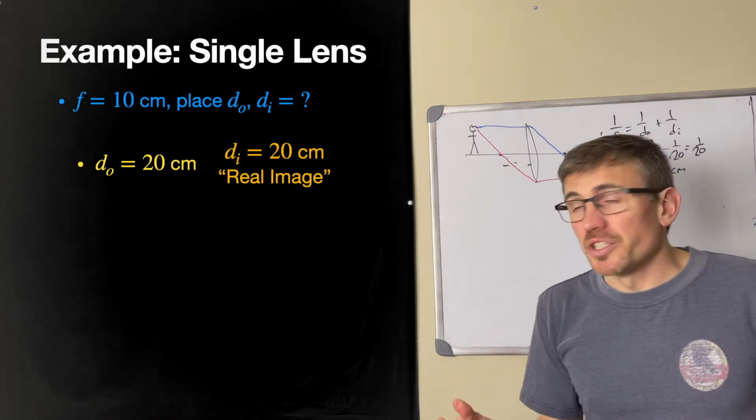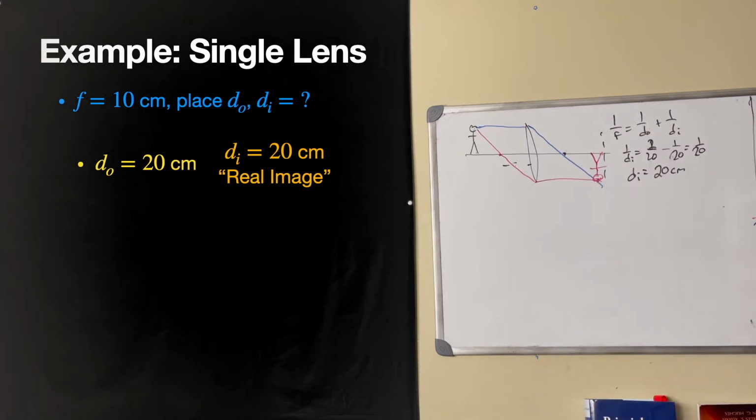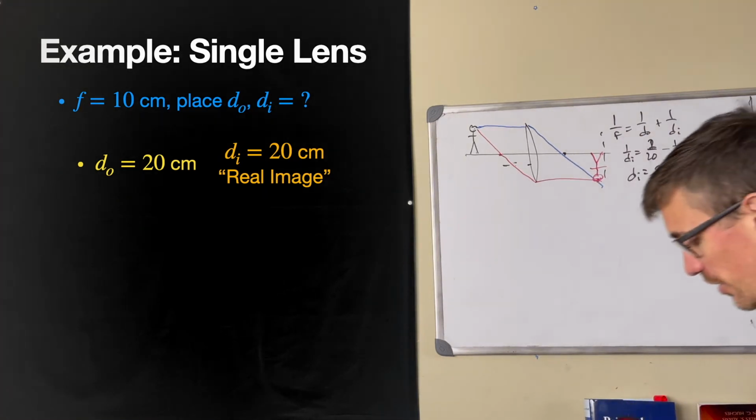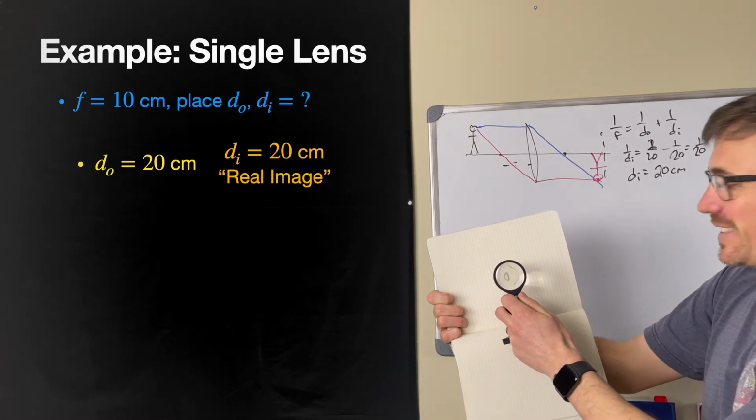This is called a real image. It's called a real image because I can put a piece of paper up. Let's see if I can grab a lens here. I'm not sure if this is going to work exactly, but I'm going to try to form an image of something with my lens. I'm forming an image of the backlights here.